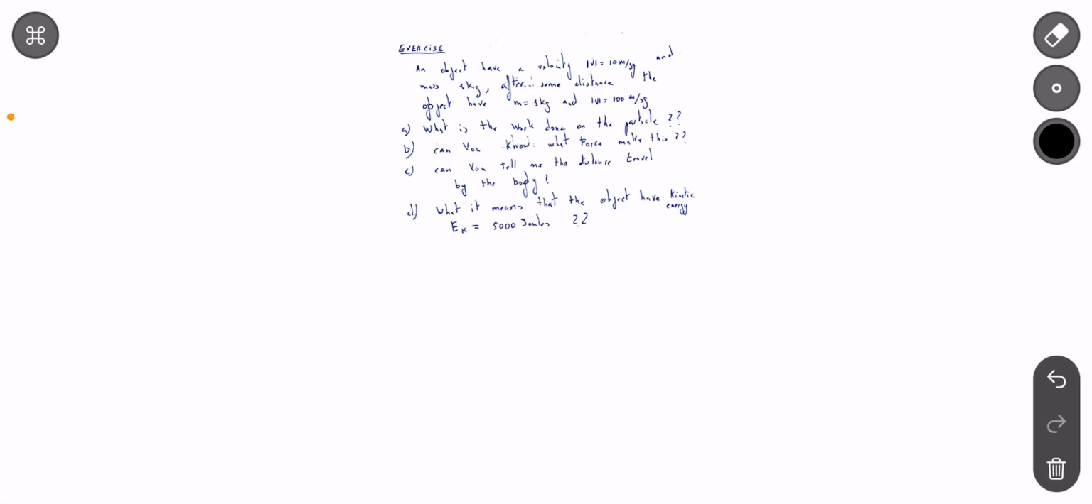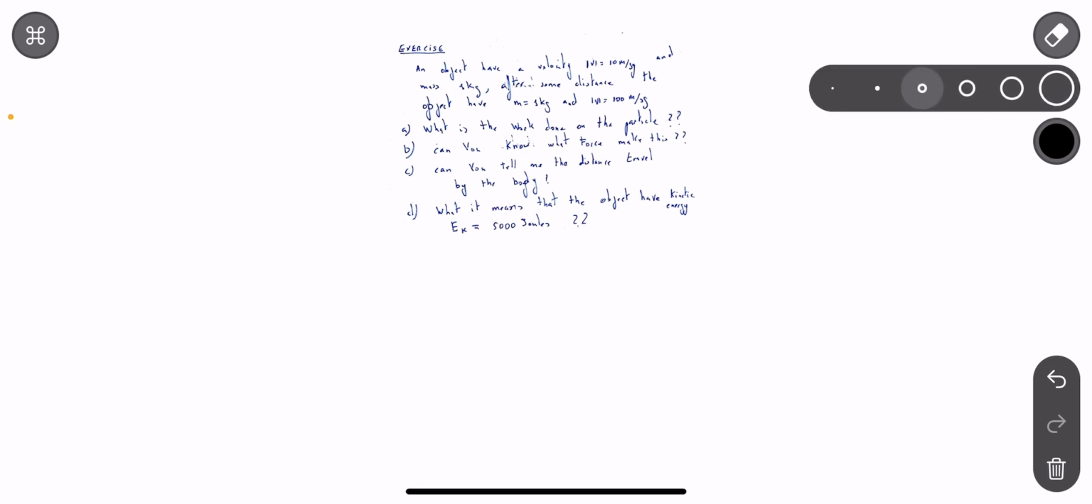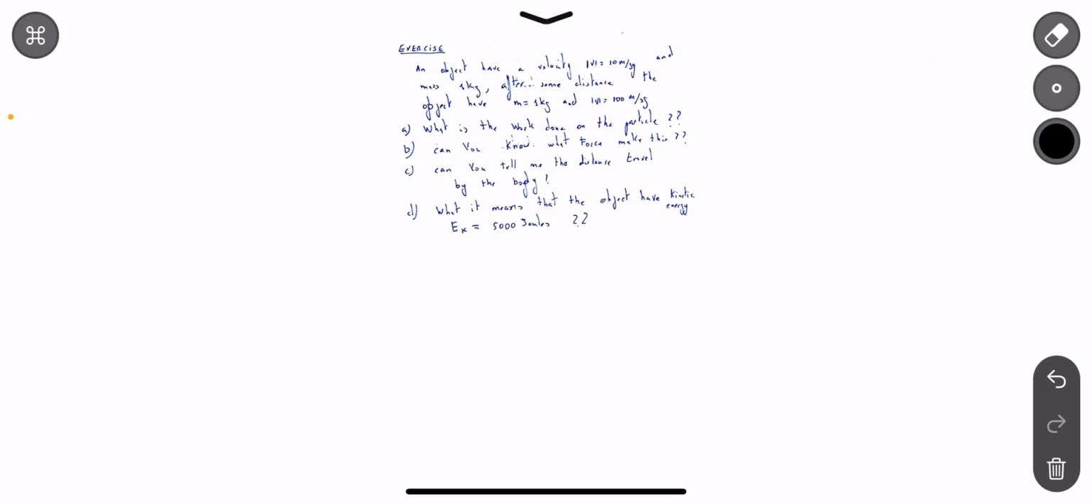For this first problem, we can see that we're looking for KE, or at least the difference in KE. I do not know why it's not letting me draw. Let's see. KE.